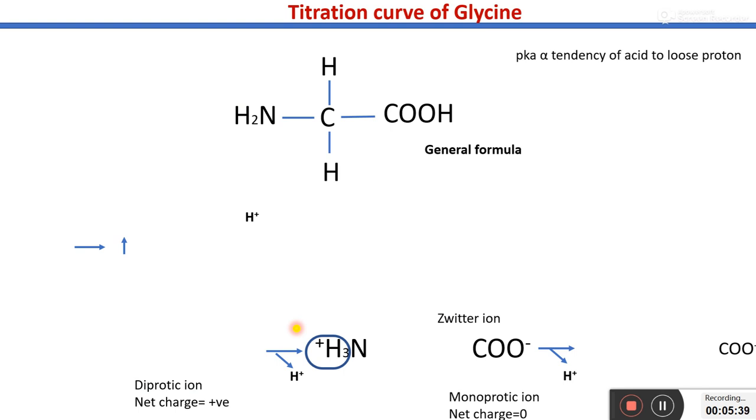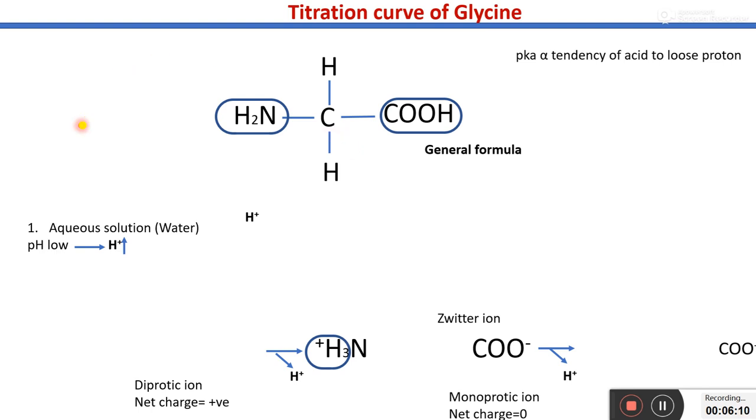Now take an amino acid like glycine, which has one carboxylic group and one amine group. When it is in an aqueous solution, the ionization of this amino acid will change with the change in the pH of the solution. So how will it change? Let's understand it like this. Suppose in the first case the pH of the aqueous solution where uncharged glycine is present is very low. Low pH means a high concentration of H plus ions.